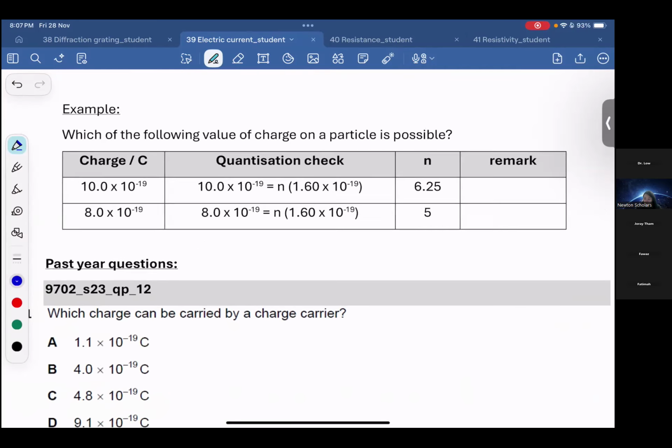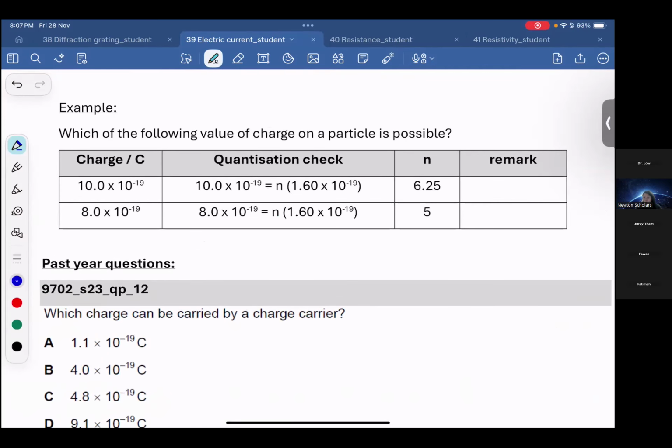Which of the following values of the charge on a particle is possible? How do I know if it's possible or not? Again, quantization. Just now we said that charge is in packages. If it's in packages, Q equals to NE, where Q is the total charge. At the end, the value of N should be an integer, or we say a whole number.